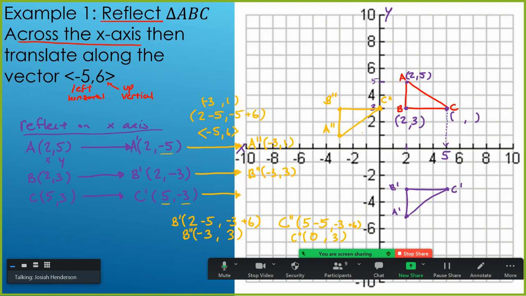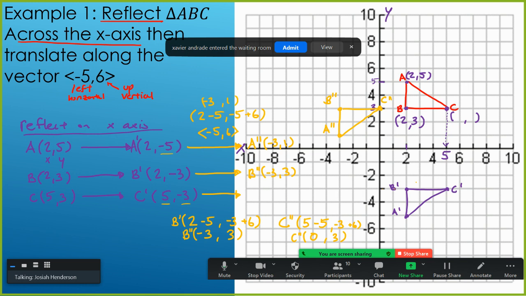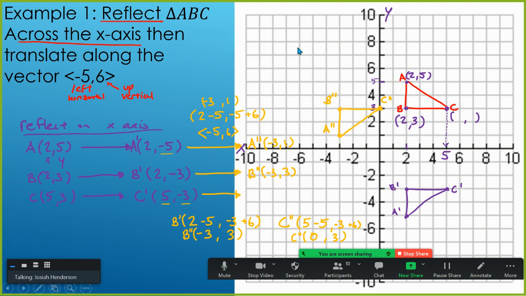So yes, if you're working with a graph, you can just count the B prime, A prime, and C prime left and up. But if we're not using a picture, we have to rely on using the rule for a translation. It's been a week, but we did use vectors last week to do our translations. So sometimes it'll tell us move left 5 and up 6, or it might present it using a vector as well. So we have to be ready for both.